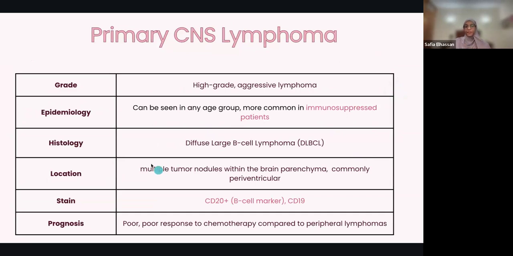Now, what's unique about this is that usually primary brain tumors are solitary. It would just be a solitary mass, a solitary lesion, but this one would have multiple. As for the stains, again, it would be positive for CD20 and CD19. These are just general B cell markers, and it has a poor prognosis. It responds very poorly to chemotherapy, especially when you compare it to peripheral lymphomas, so outside the CNS.